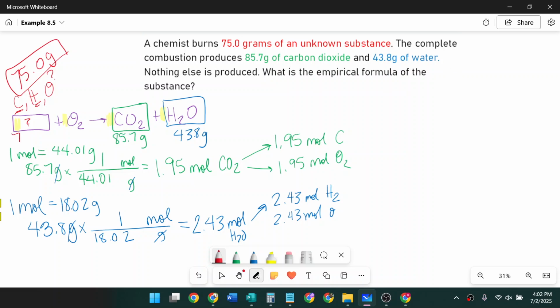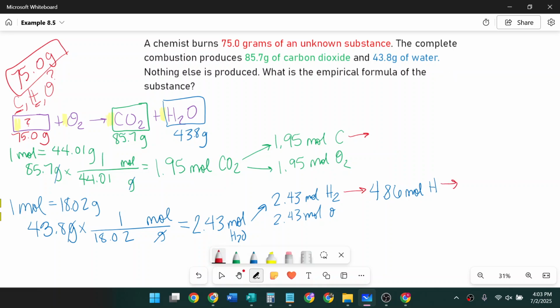Let's write it down here so it matches the others. I know we just converted from grams to moles of the whole substance, but let's convert back to grams of just the carbon and just the hydrogen. Before we do that, I'm going to put the hydrogen into not just H2, but just H, like just hydrogen. So if we have 2.43 moles of H2, we need to double that to get just the H's. So that would be 4.86 moles of just hydrogen.